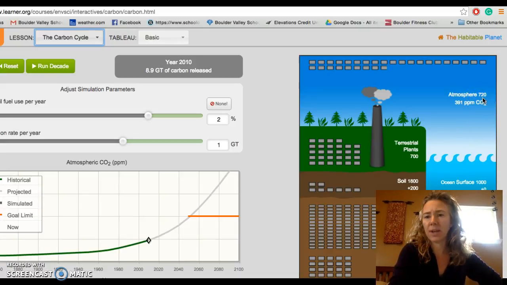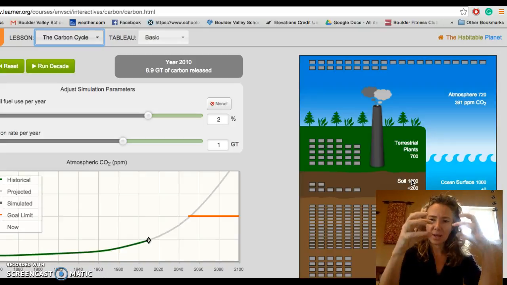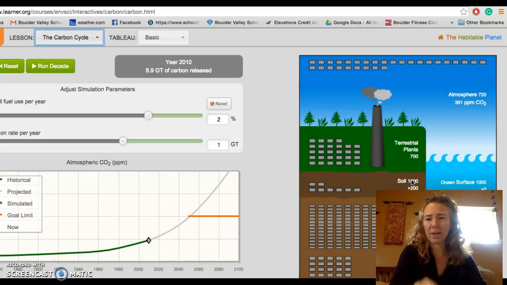So the atmosphere right now, 720 gigatons. Terrestrial plants are storing about 700 gigatons. Soil about 1800 gigatons. So these are sinks, right? This is where carbon is being stored, being held at the moment. And you're going to look at it over time. So we can run per decade.